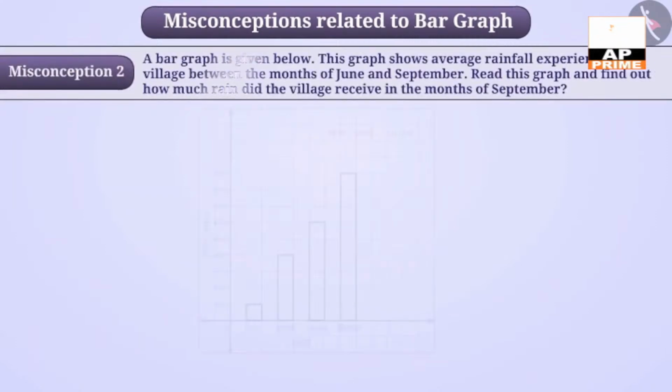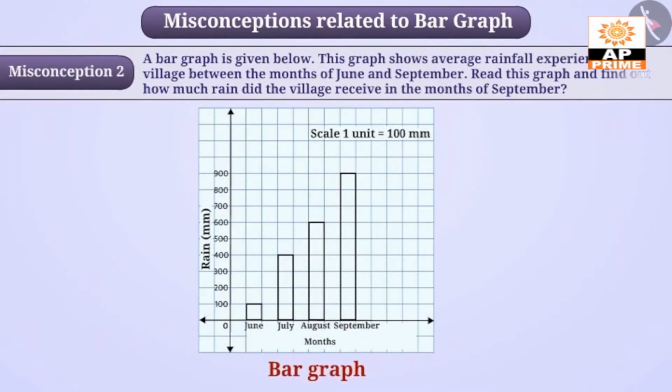Misconception 2. A bar graph is given below. This graph shows average rainfall experienced in a village between the months of June and September. Read this graph and find out how much rain the village received in the month of September.